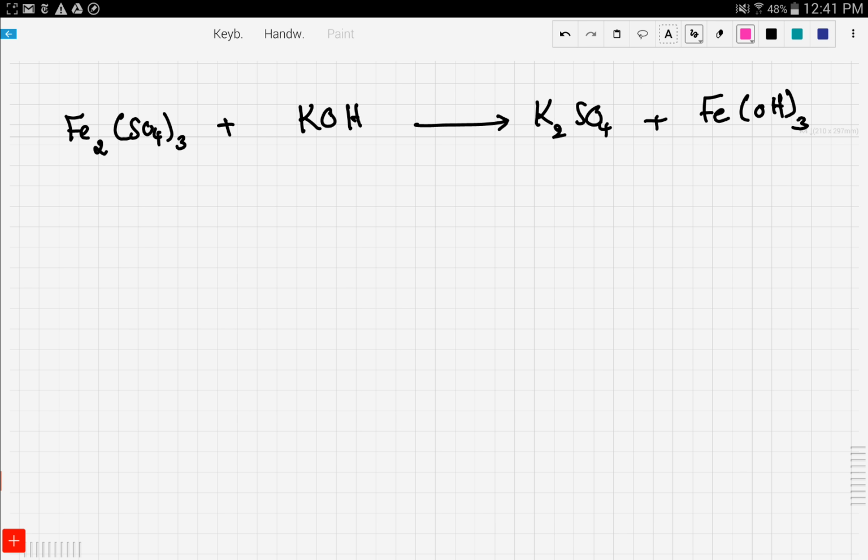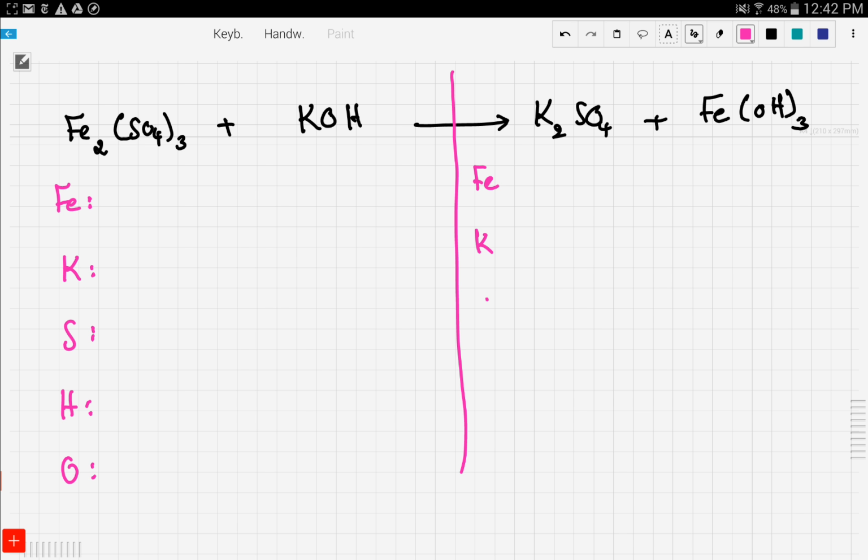Now this reaction, as we notice, involves metals and non-metals, and in the last video we mentioned we have to start balancing the metals first, then the non-metals, then lastly the oxygens and the hydrogens. Now let's start. Well, first we list our elements. So we have iron, potassium, sulfur, hydrogen, and finally oxygen. On the other side, the same thing: iron, potassium, sulfur, hydrogen, and oxygen.